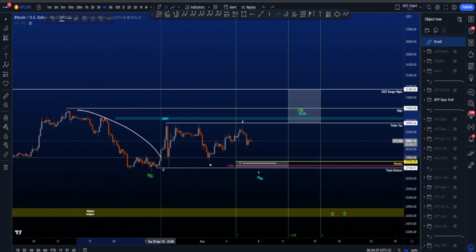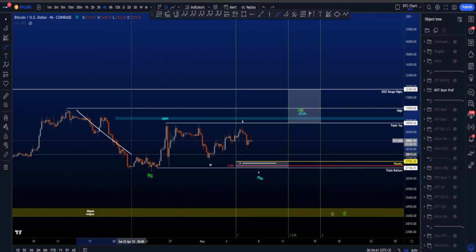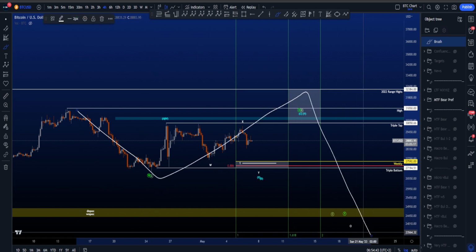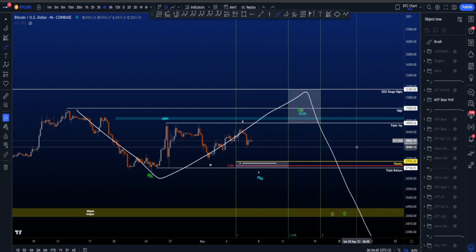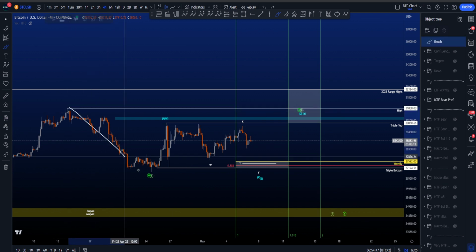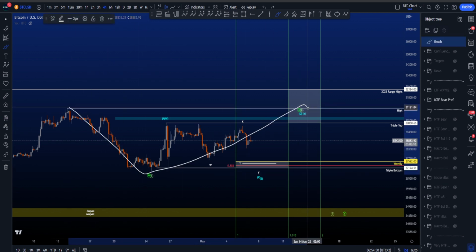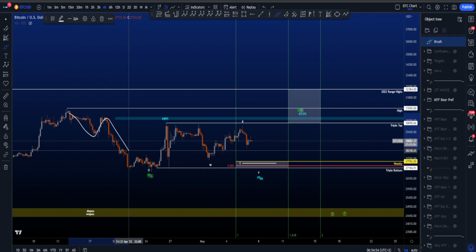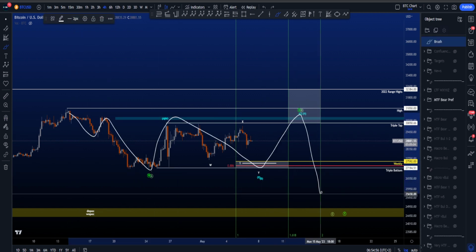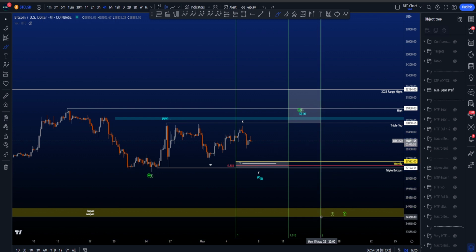However, if this is a three-wave structure, then it can be an expanding flat, for example, something like this, right? Where the 2022 range highs are going to be very interesting. It can be a regular flat, where we take the high at 31k and then move down. But it can also be a WXY, which is a three, and then another three-wave move to the downside. So we have to wait and see.